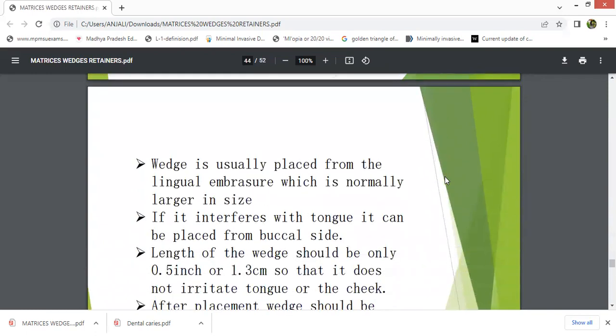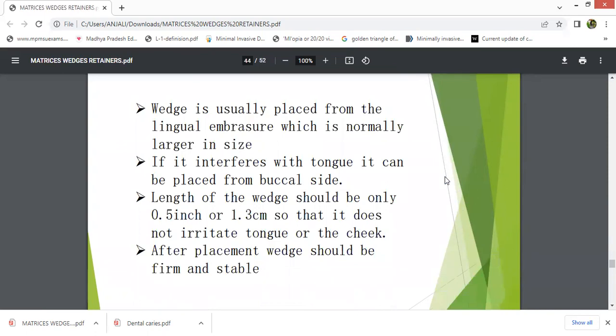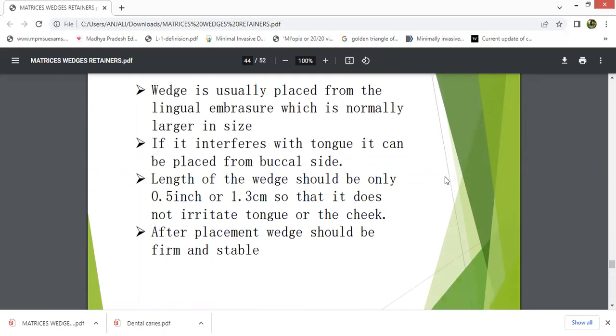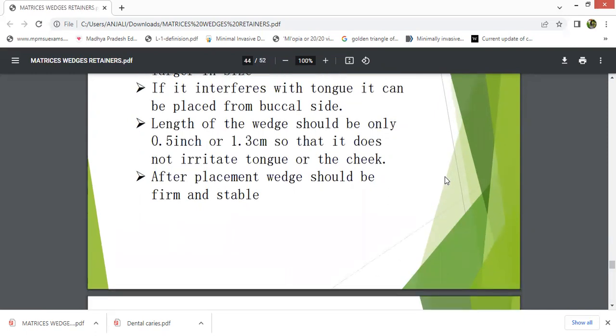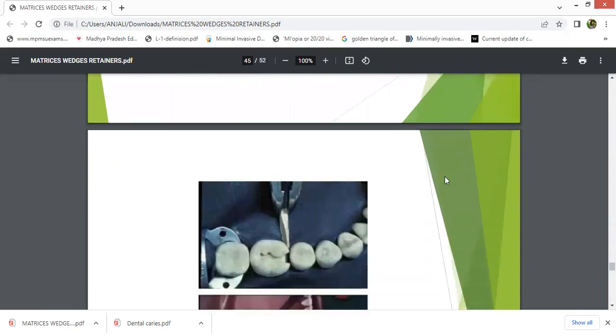Wedge is usually placed from the lingual embrasure, which is normally larger in size. If it interferes with the tongue, it can be placed from the buccal side. So the length of the wedge should be only 0.5 to 1.3 centimeter, so that it does not irritate the tongue or the cheek. After placement, wedge should be firm and stable. See the diagram.